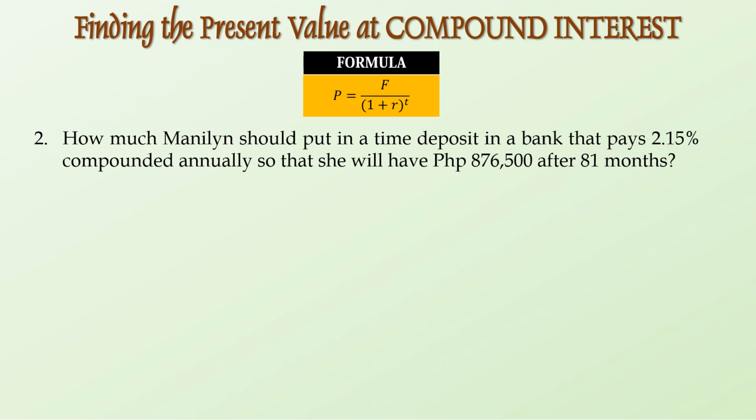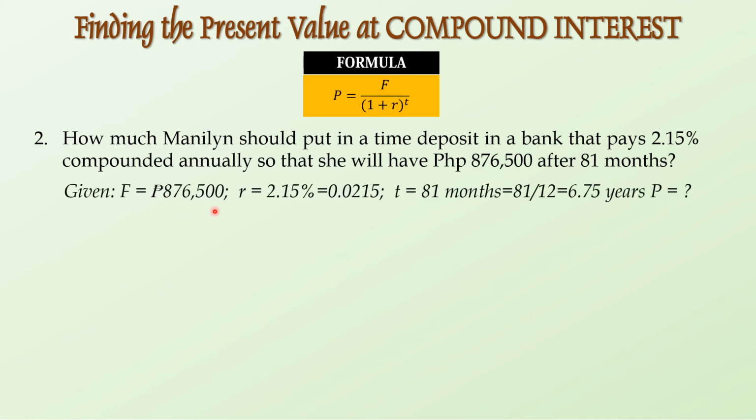Okay, next. How much should Manilyn put in a time deposit in a bank that pays 2.15% compounded annually so that she will have 876,500 pesos after 81 months? Okay, present the given. Ito yung future value natin. The rate, 2.15%. Its decimal form is 0.0215. The time is 81 months. Divide lang natin yan sa 12. That is 81 divided by 12. That is 6.75 years. And the missing is the present value.